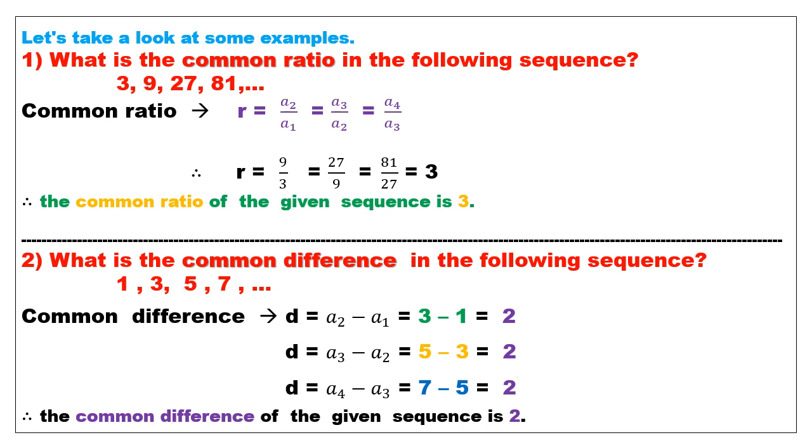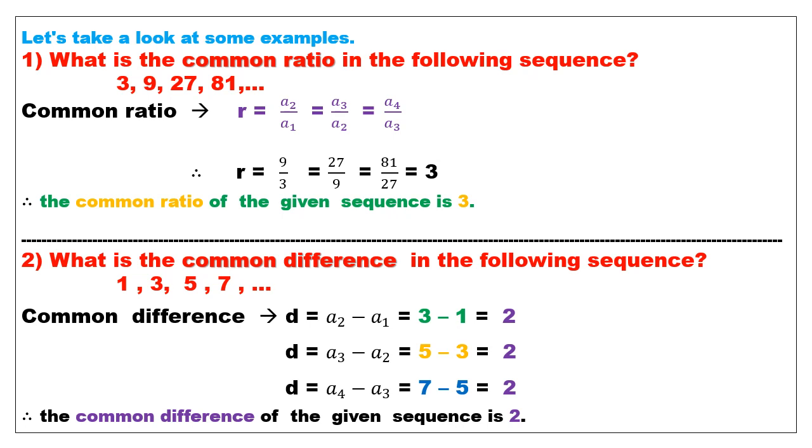Question number 1. What is the common ratio in the following sequence? The given sequence is 3, 9, 27, 81, and so on. We are required to find the common ratio. So remember, common ratio is nothing but the ratio between two consecutive terms.